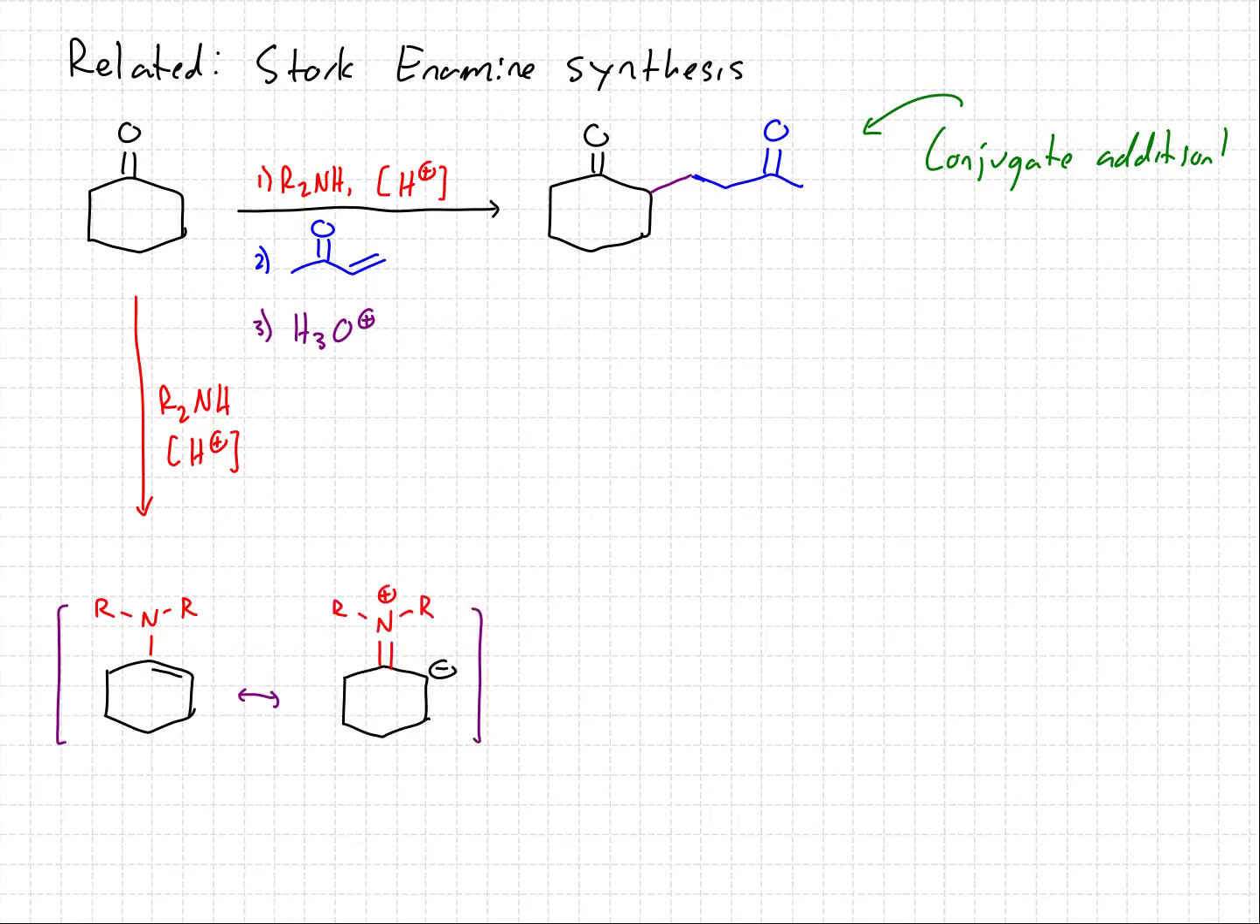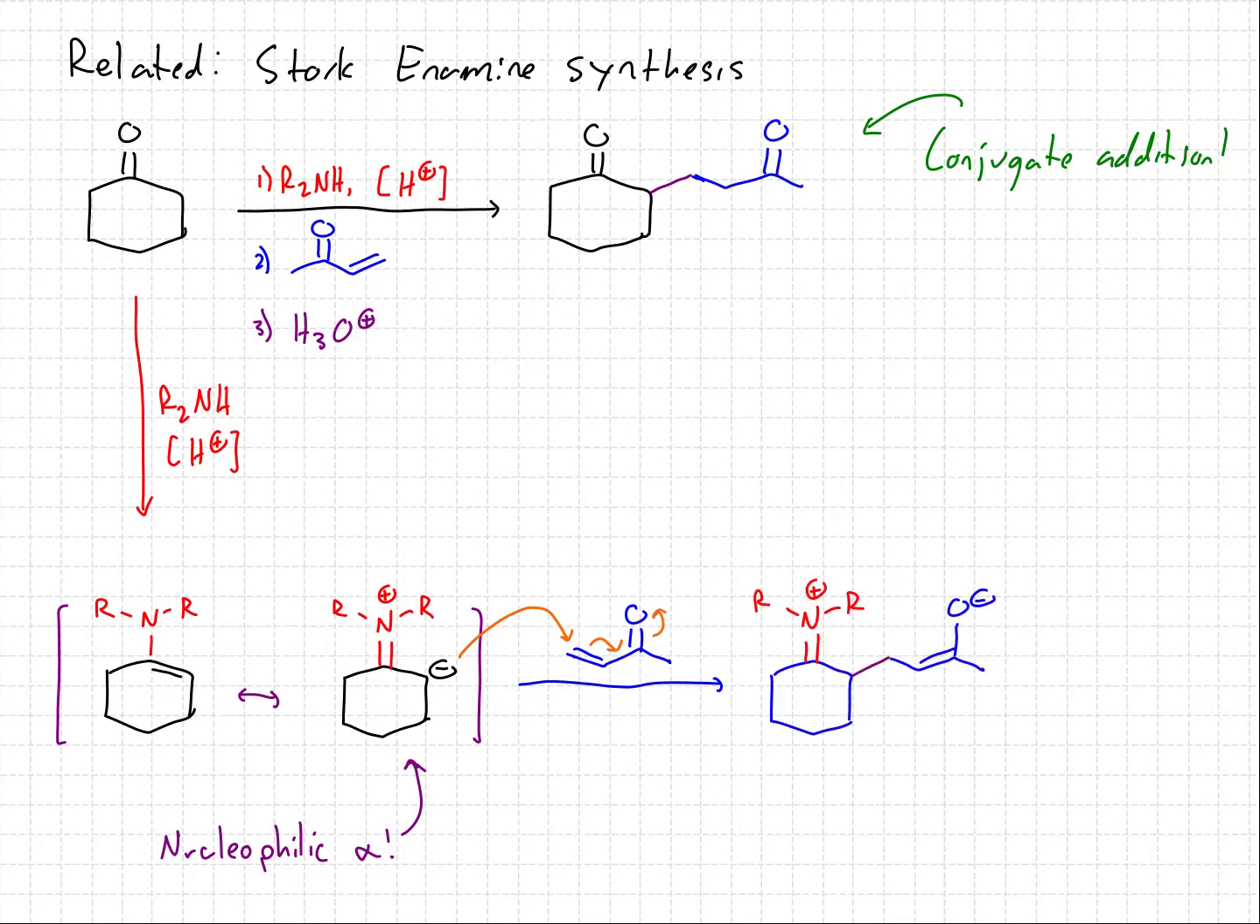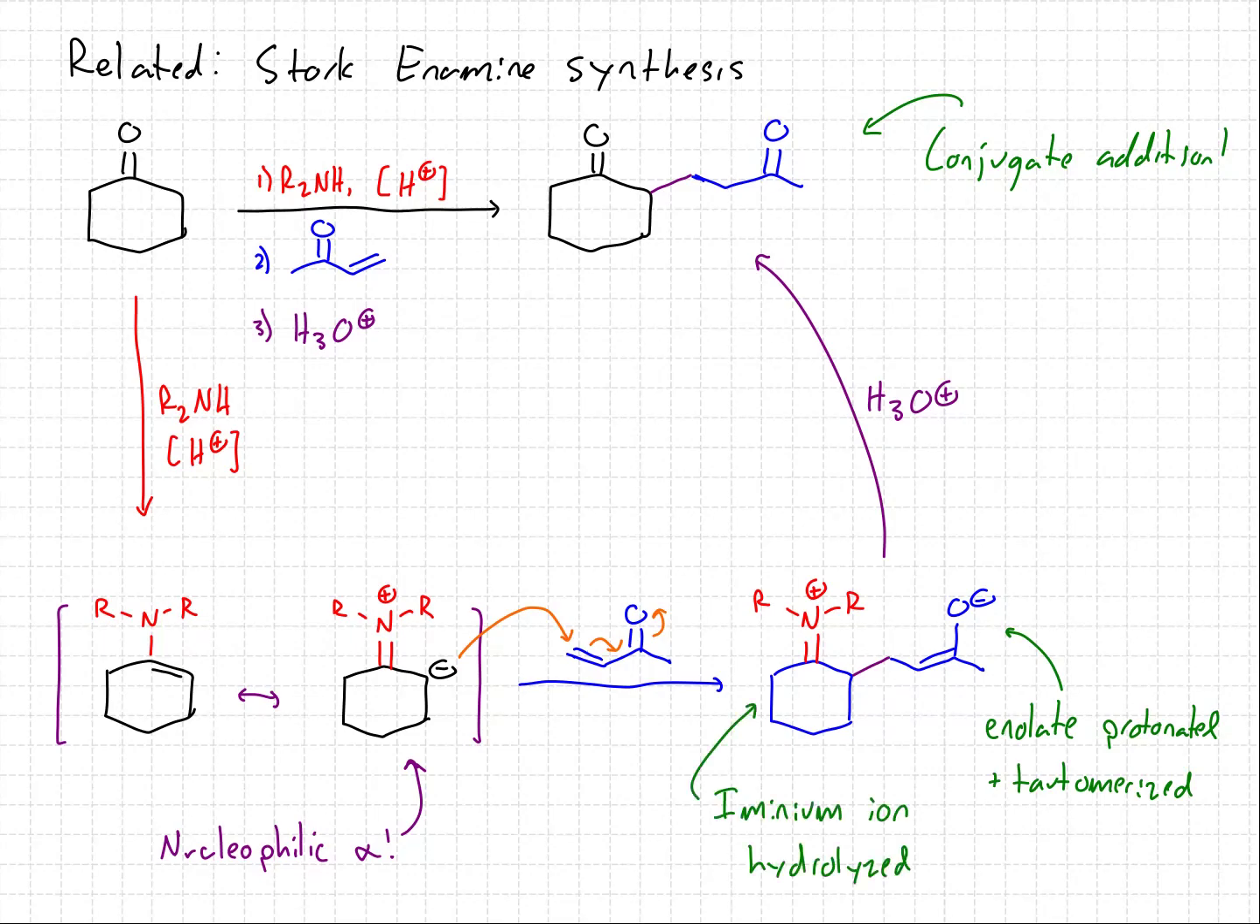If we look more closely at the enamine, we can see that the enamine has a resonance form, which puts a negative charge at the alpha carbon, making this nucleophilic, very similar to an enol or an enolate. This nucleophile can then undergo conjugate addition to an unsaturated carbonyl compound to give this enolate as a product. Here, if we treat this compound with H3O+, we're going to protonate and tautomerize the enolate back into a ketone, and we'll also hydrolyze the iminium ion, releasing the amine, regenerating the other carbonyl group.